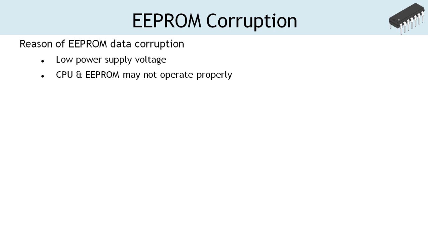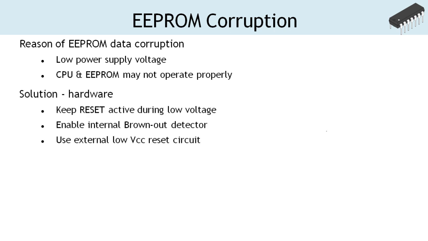The EEPROM data may get corrupted during low power supply voltage because the CPU and EEPROM may not operate properly. There can be two reasons for the data corruption. Firstly, the EEPROM write sequence requires a steady voltage supply during the write operation, which is quite long. Secondly, the CPU can execute the instructions incorrectly in the case of low voltage. The data corruption during low voltage can be avoided by keeping the AVR reset active during low voltage. This is done by enabling the internal brownout detector. If the detection level of the internal BOD does not match the needed detection level, an external low VCC reset protection circuit can be used. This is a measure taken at the hardware level.